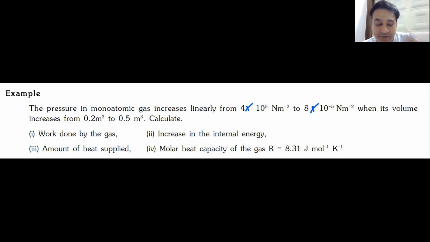Remember, molar heat capacity for different processes would be different. We'll be discussing those processes in detail. Let us first do this question. I'll give you time to do this.